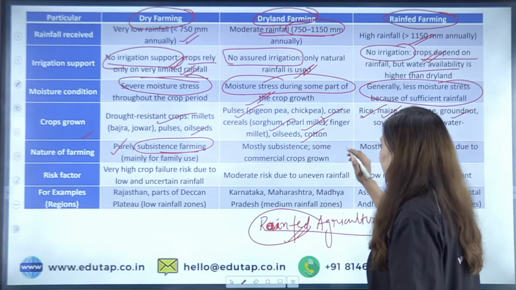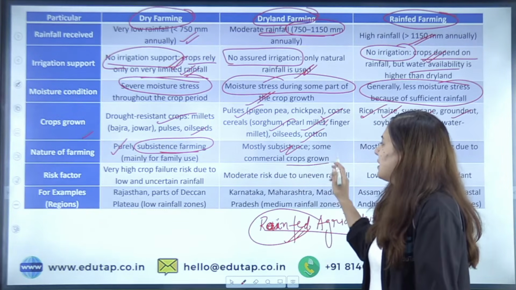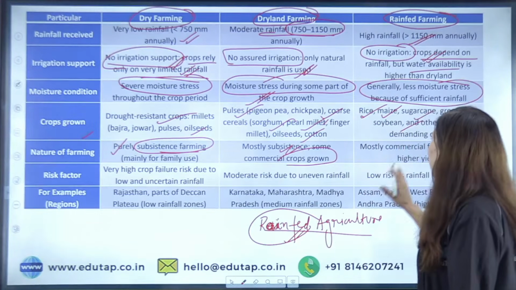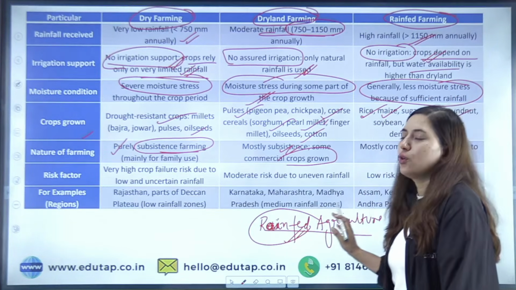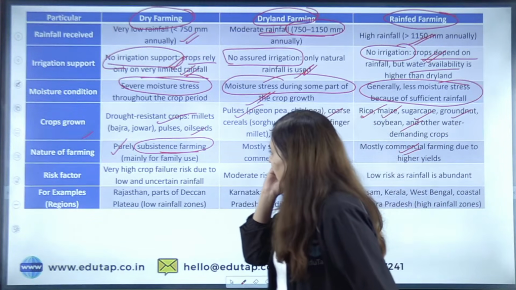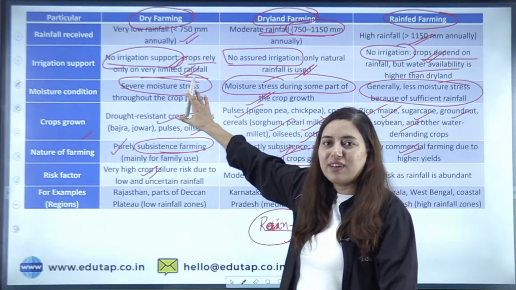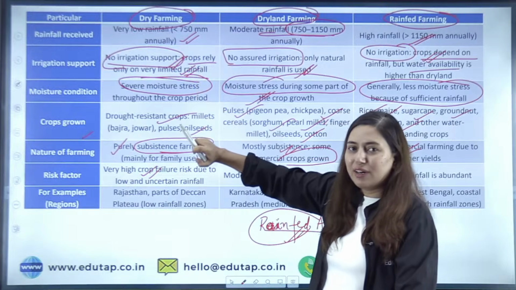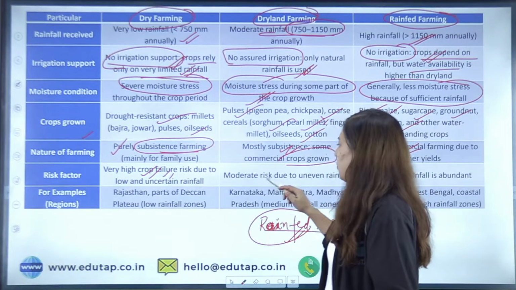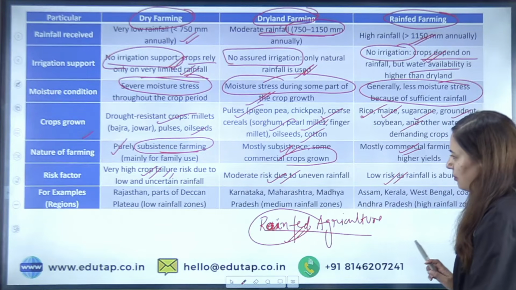कमिंग टू द ड्राईलैंड फार्मिंग, अगेन मोस्टली सबसिस्टेंस होता है, बट समटाइम्स फ्यू कमर्शियल क्रॉप्स कैन बी ग्रोन हियर, ठीक है? बट रेन फेड में यू कैन इजिली ग्रो कमर्शियल क्रॉप्स, यू कैन इजिली डू कमर्शियल फार्मिंग, ठीक है? देन इफ आई टॉक अबाउट रिस्क फैक्टर, तो यहाँ पे ऑब्वियसली मॉइस्चर कम है, तो रिस्क फैक्टर कहाँ ज्यादा होगा? ड्राई फार्मिंग में, right? सो हाई रिस्क क्रॉप फेलियर कहाँ पे होता है? ड्राई फार्मिंग में. Moderate risk of failure होता है आपका ड्राईलैंड में, and low risk होता है रेनफेड फार्मिंग में.